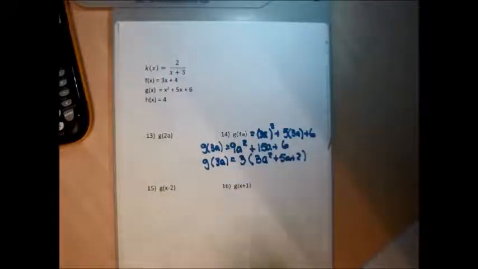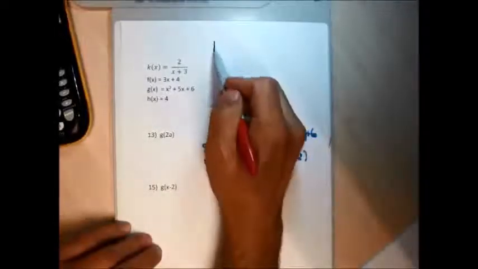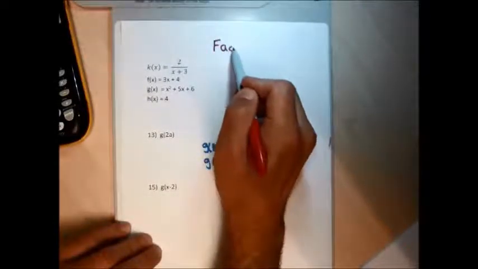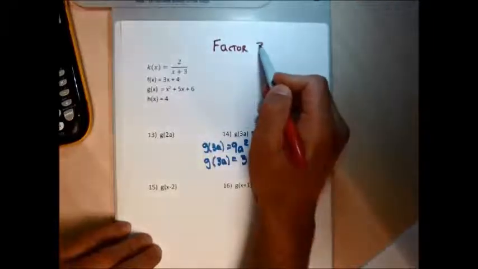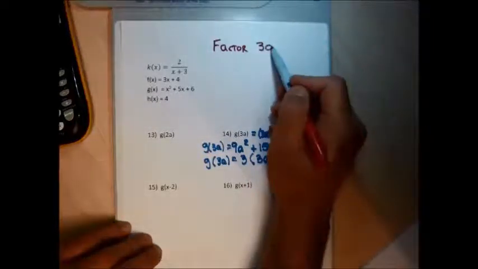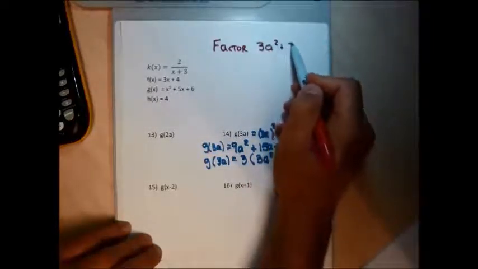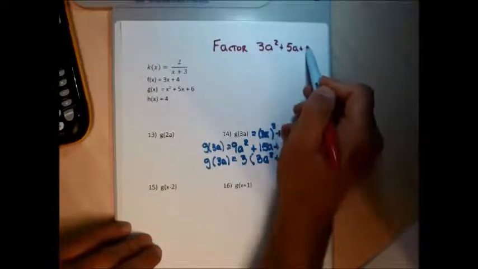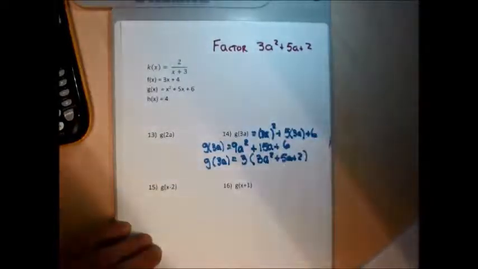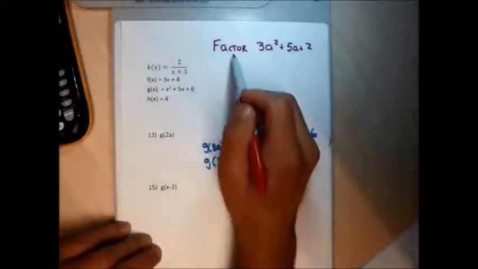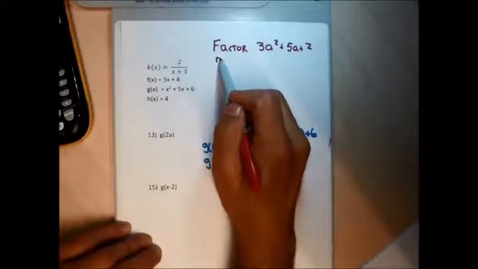Just because that does factor, I'm going to go ahead and factor it. So let me go ahead and factor 3a squared plus 5a plus 2. And I'm going to use bottoms up. So to use bottoms up, I'm going to multiply by 3 and rewrite.